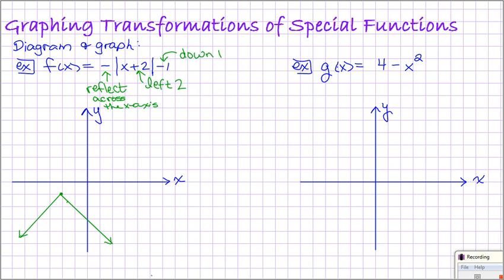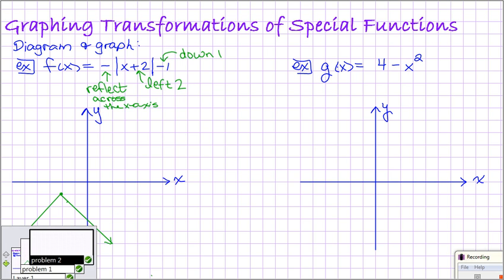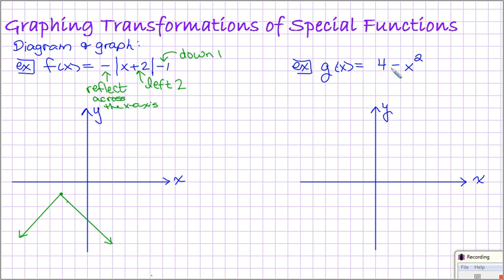Look at the second example. I've got g of x equals 4 minus x squared. So in this problem, g of x is going to have a parent function for the parabola. And if I diagram this, I've got 4 on the outside. Well, that would be the same thing as negative x squared plus 4 on the end. So again, this is our vertical shift, up 4.